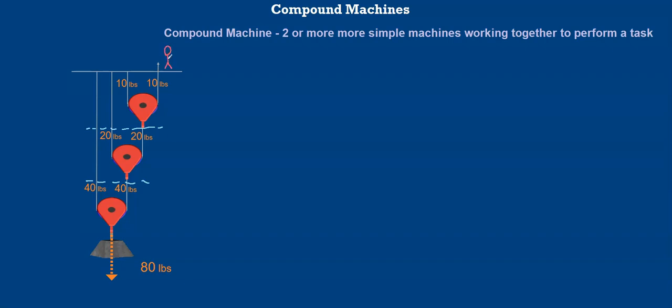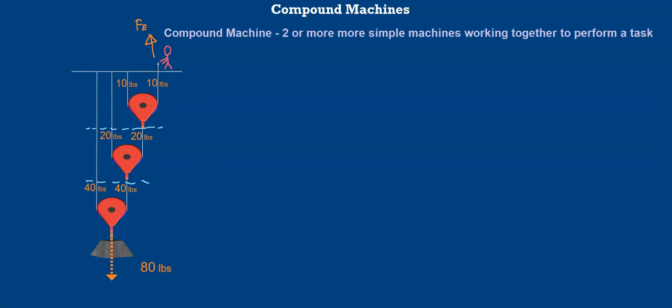And so we can even draw ourselves some person lifting up this movable pulley with some effort force. This person is pulling up on this movable pulley, which pulls up on the next movable pulley, which pulls up on the next movable pulley to lift up this 80-pound weight. And so we have three simple machines, or three movable pulleys, working together to lift up an 80-pound weight.